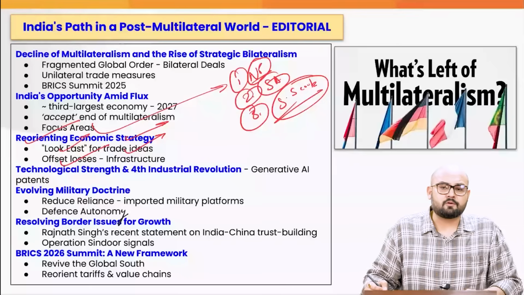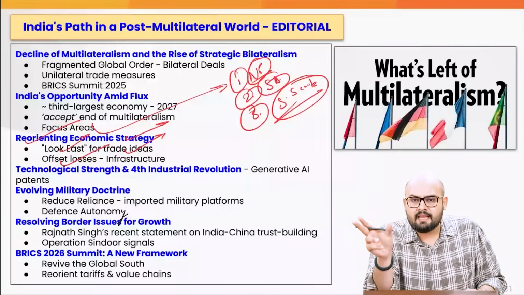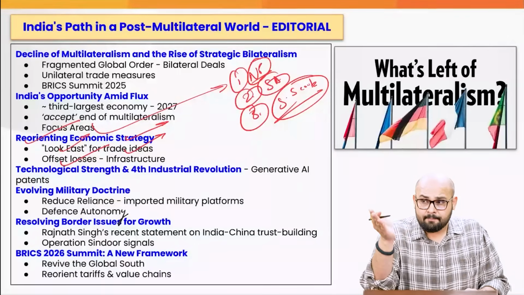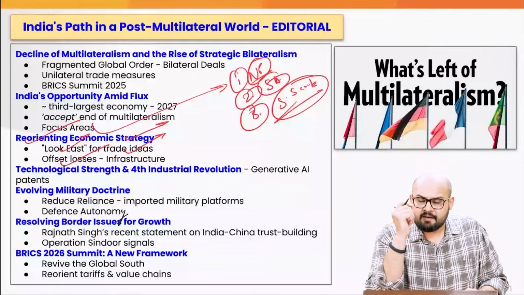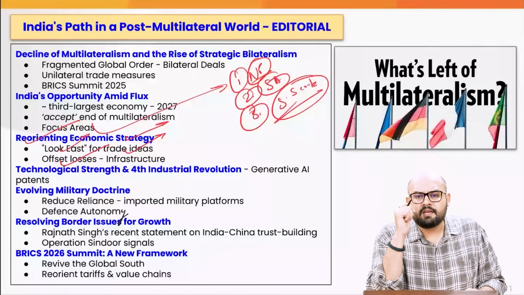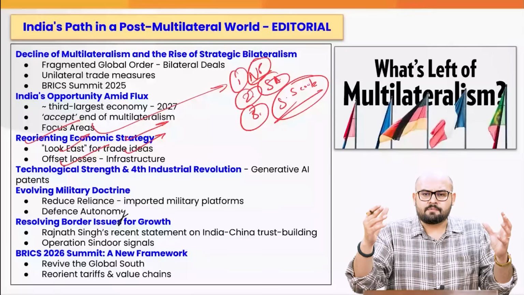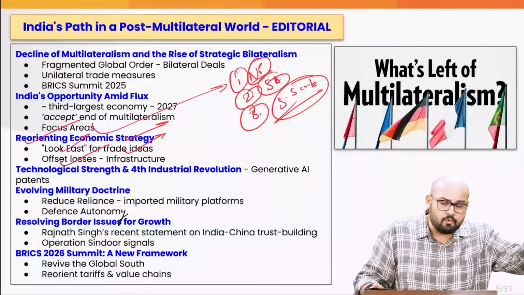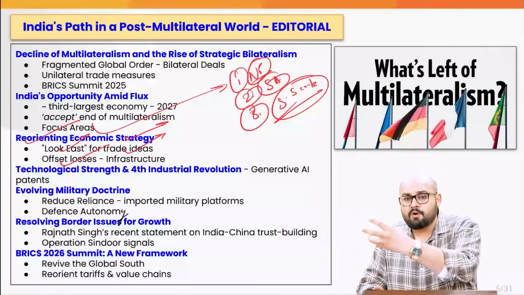Offset the losses with respect to infrastructure. What do we mean? If the US is imposing tariffs on India's imports going towards the US, definitely India would have no opportunity. So rather than exporting those items, for example steel or aluminium, to the US, India should make use of those products in its own development.